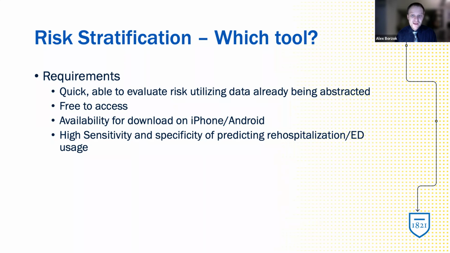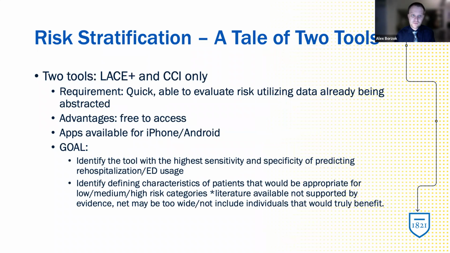And it needs to be free if you're going to have your employees download it onto their phone. You don't want to add another expense to them either, because that's going to decrease the likelihood of them using it. Furthermore, it needs to have a high sensitivity and specificity of predicting rehospitalizations and ED usage. And those are the guidelines that were used to determine which scale would be most appropriate for this clinic to use. So we were able to narrow it down to two tools that would be most applicable and easiest to use for this specific clinic.